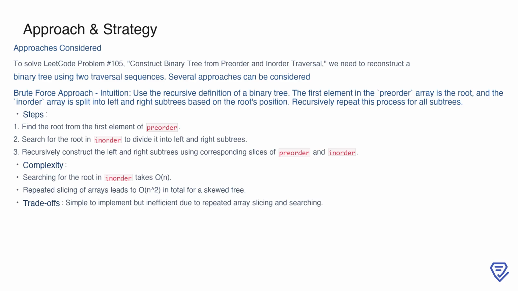However, this method has significant trade-offs. For each recursive step, we need to search the inorder array for the root, which takes O(n) time. Additionally, slicing the arrays for each subtree adds further overhead, especially in cases of skewed trees. As a result, the overall time complexity can reach O(n squared), making this approach simple but inefficient for large inputs.